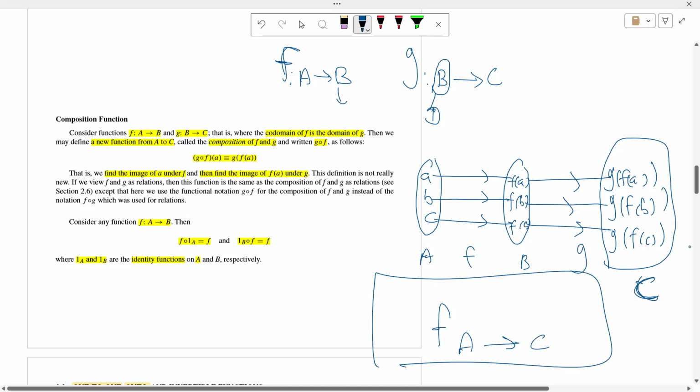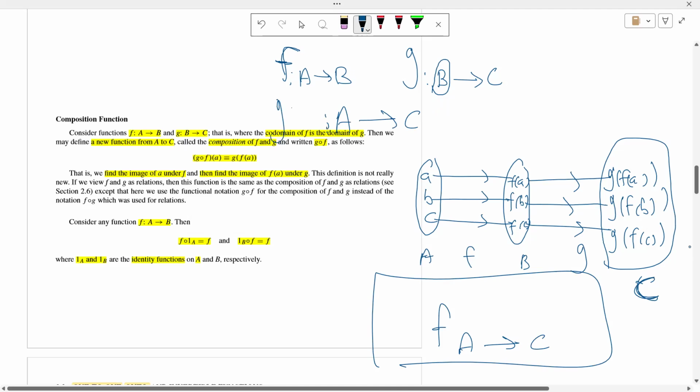So we can call this a composition function. From A to B is a function, B to C is another function. Then we can write A to C is a function. That is composition. You have a function A to B, another function B to C, then you can say A to C is a function. That is a composition of functions.